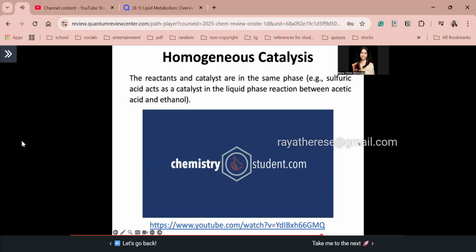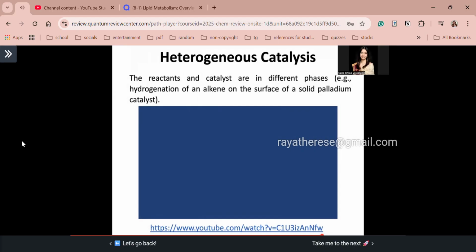Okay, guys, that is your homogeneous catalysis. Now, ano naman ang heterogeneous catalysis? So here, guys, you have a reactant and catalysts that are in different phases.